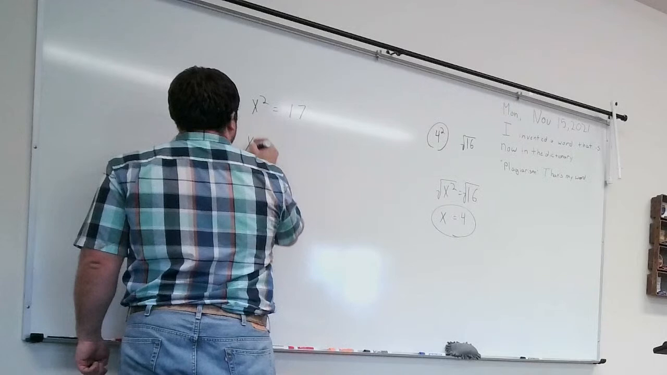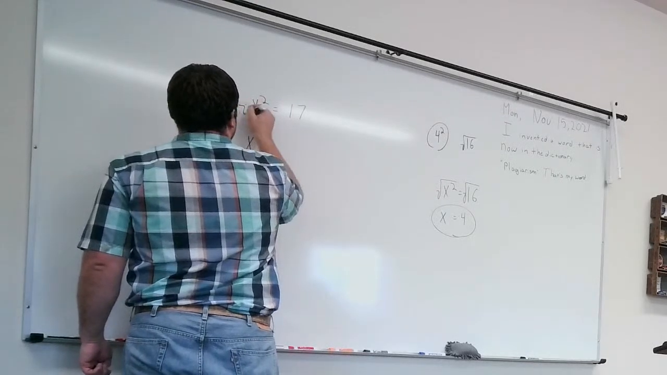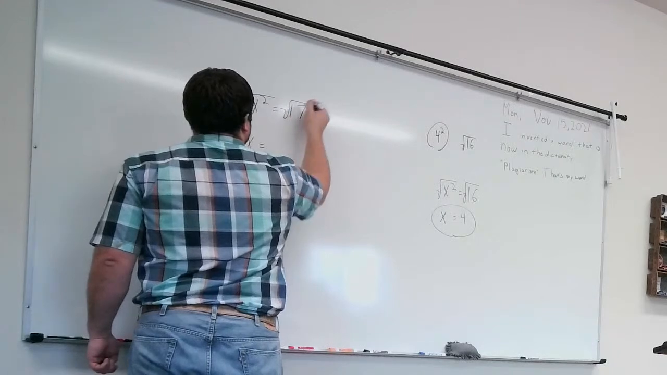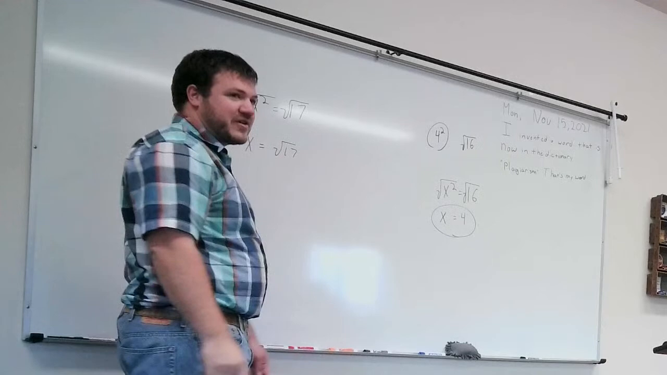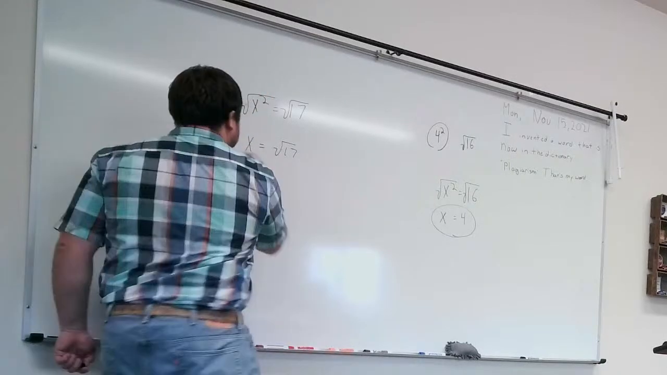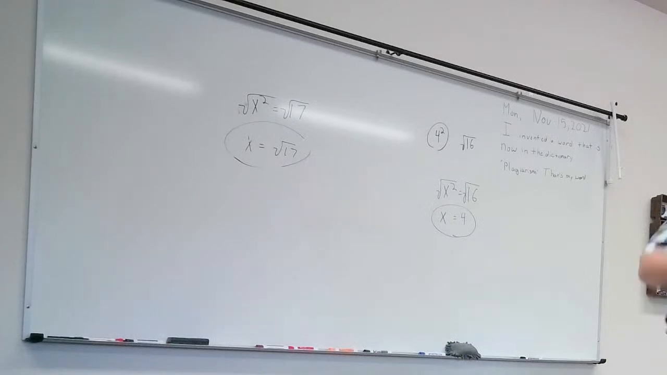X, oops, you have to root both sides. You write x equals the square root of 17. That is very simplified. I like that. Generally speaking, there's only one of them today that are like that.